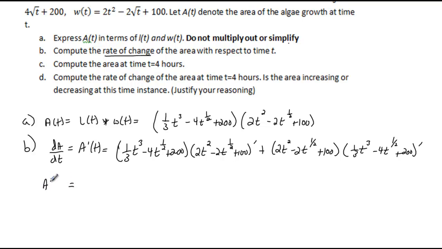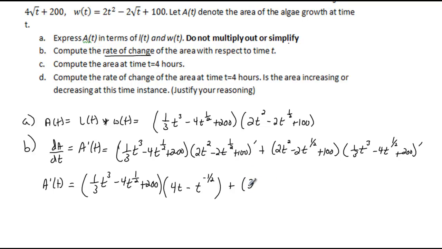This is still going to be our A prime of t, or dA/dt, the derivative of A with respect to time. We're going to keep our first function, 1/3 t cubed minus 4t to the 1/2 plus 200. So now we are going to take the derivative of the second one. 2t squared will be just 4t, minus 1/2 times negative 2 gives you just negative t to the negative 1/2. And this still gives me that plus 100. Derivative of a constant is always going to be a value of 0. So that'll be our derivative of the second function.